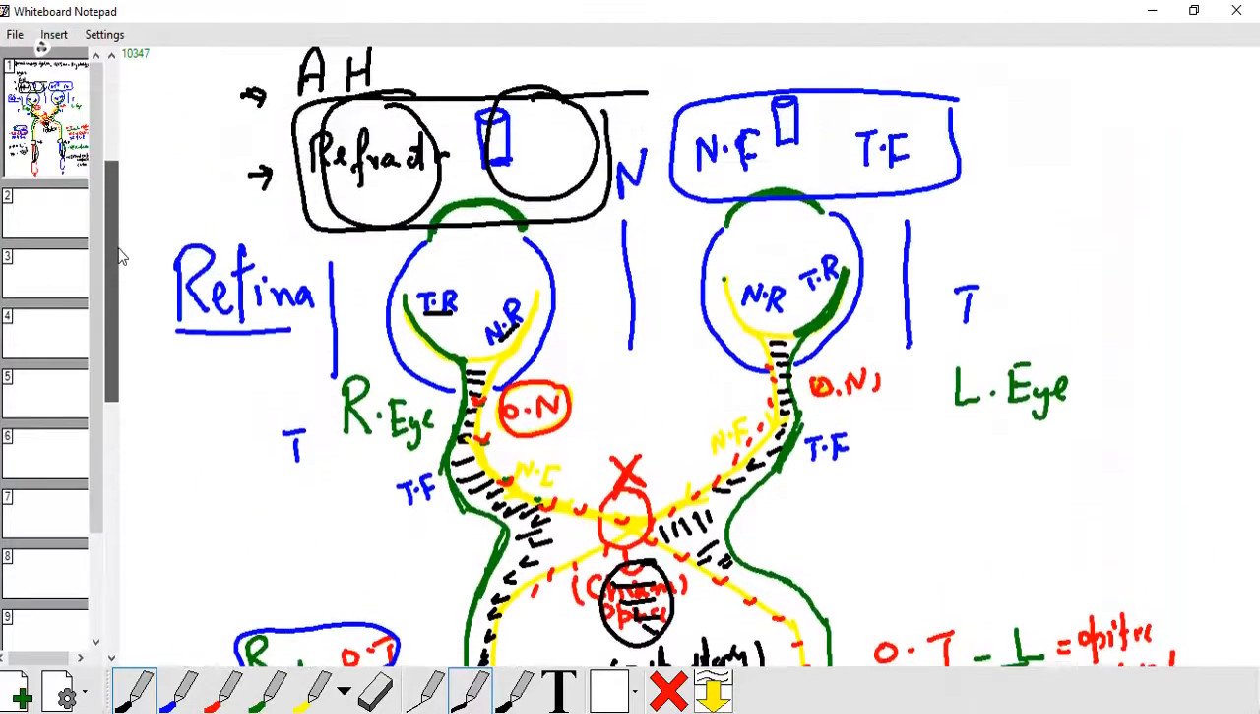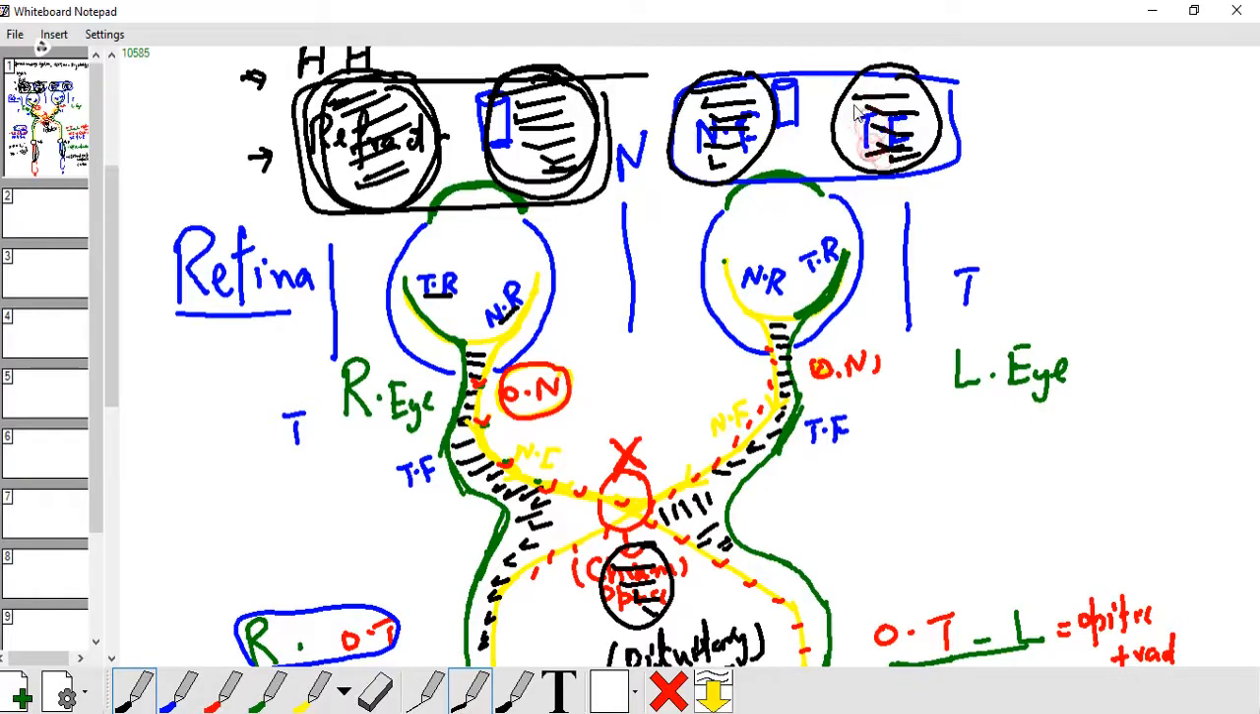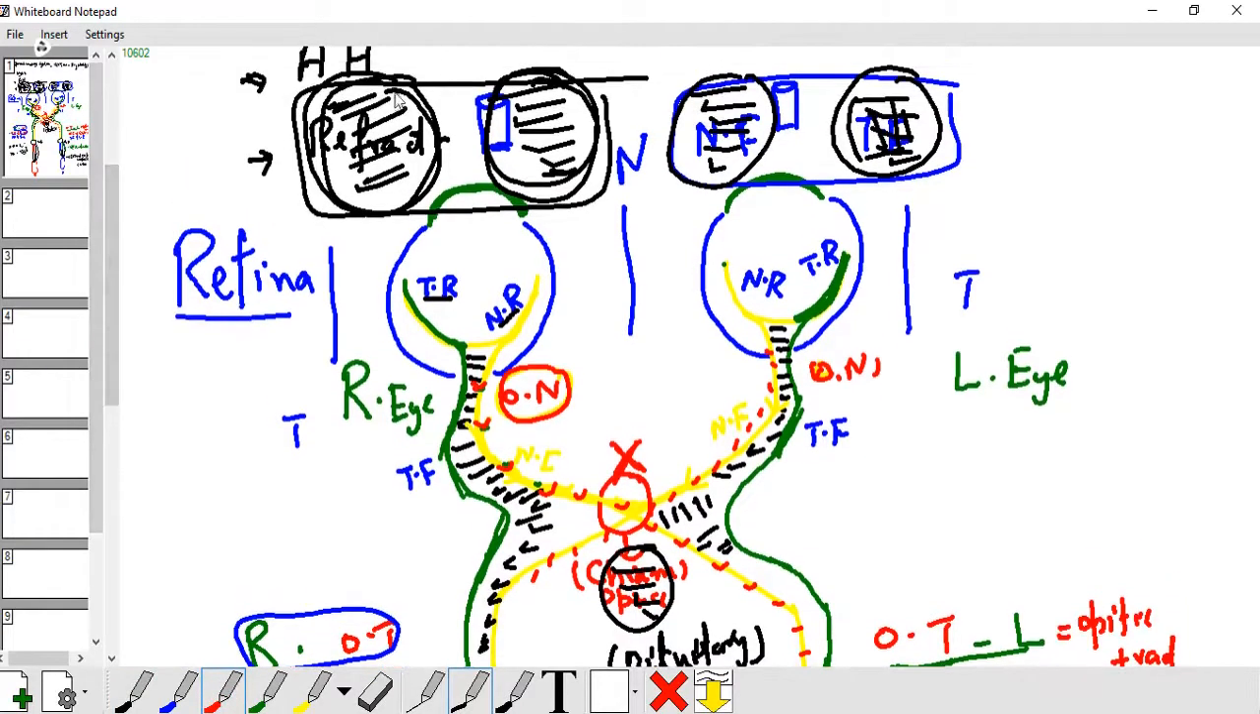Okay, now moving on again to the front side, the visual field. Focus here. This field is the temporal field, this field the nasal field, and this field the temporal field. This side field is known as the temporal field. Now there are two fields. The nasal field I draw in a different color. This is the temporal field, I draw it with red color.